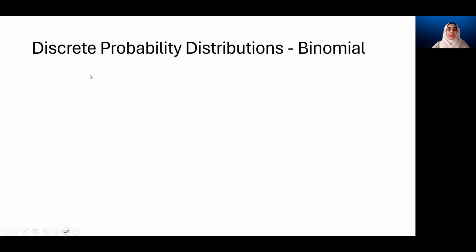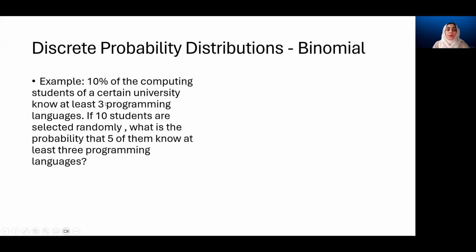Let's do this with the help of an example. 10% of the computing students of a certain university know at least 3 programming languages. If 10 students are selected randomly, what is the probability that 5 of them know at least 3 programming languages? This is clearly a binomial experiment, because the selections are random, so the probability of the next student knowing or not knowing a programming language is independent of the answer of the earlier student. Secondly, there are 2 outcomes: either a student knows at least 3 programming languages, or they do not.